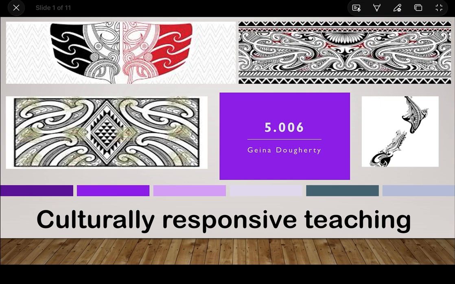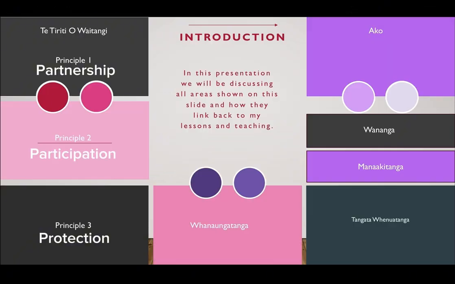My name is Sheena Dougherty, and today I'll be sharing my journey in culturally responsive teaching, focusing on the Tataia cultural competencies and the principles of Te Tiriti o Waitangi. These frameworks guide my practice and help me create an inclusive, supportive environment for all learners. In this presentation, I'll explain each Tataia competency, ako, wānanga, manaakitanga, tangata whenuatanga, and whanaungatanga, and the three principles of Te Tiriti o Waitangi: partnership, protection, and participation.